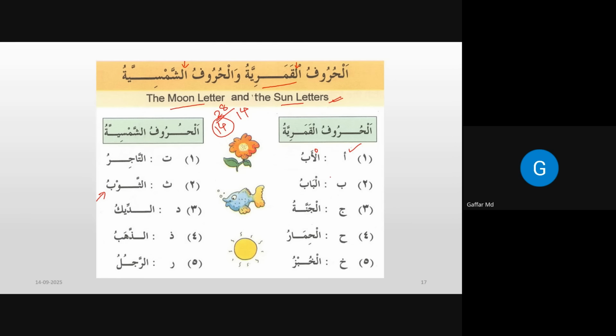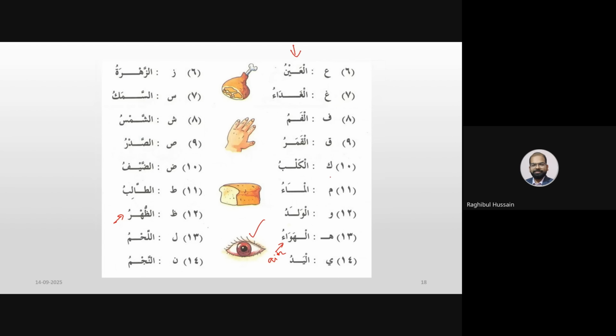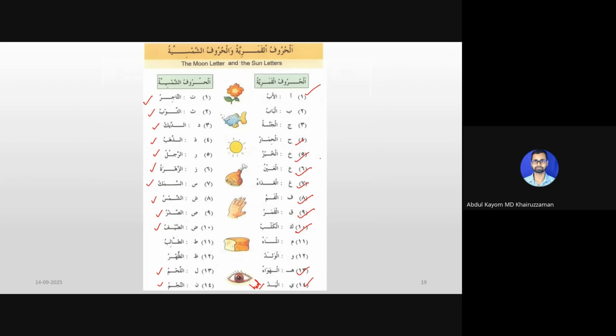So we need not memorize all the 14 letters. The indication will be there. It will come naturally. Actually, if you keep reading, you will become accustomed to it. You don't have to memorize it. It will come, inshallah, slowly.